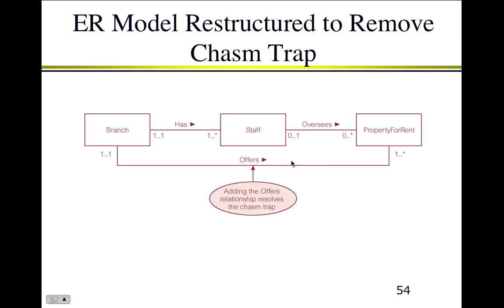When you start putting the diamond symbol in, because this is really a 3-level thing, we have to add another relationship. Here's the other relationship, offers. We could have put offers in the middle and said branch works with staff, it offers properties for rent. So we actually have this relationship. Adding the offers relationship resolves the trap.